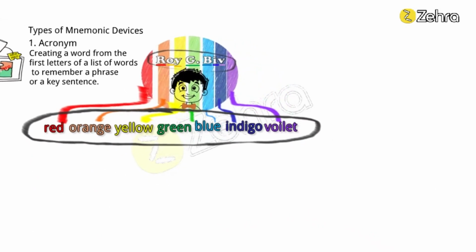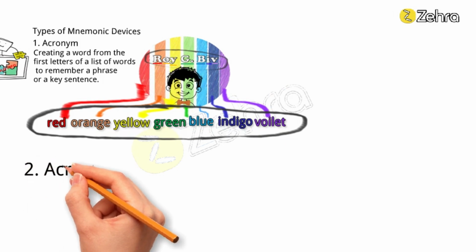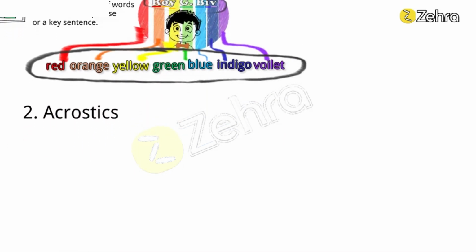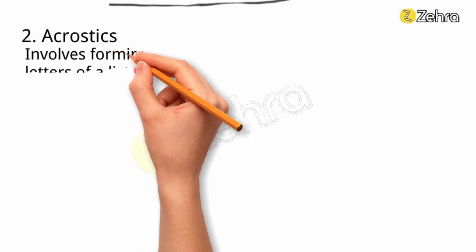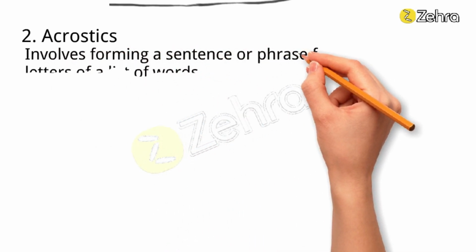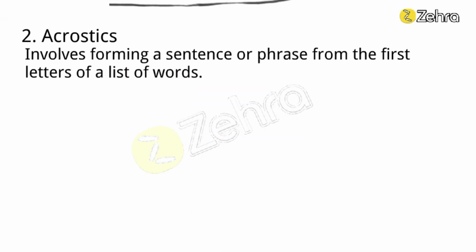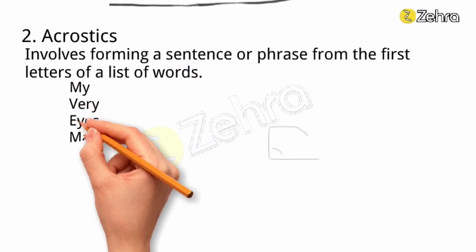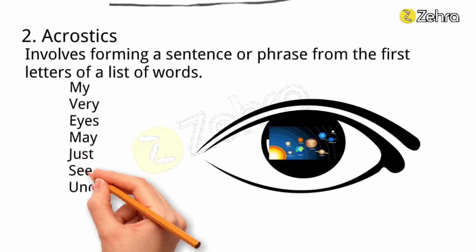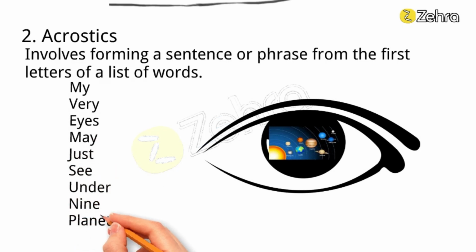Another type of mnemonic device is called acrostics. Acrostics involve forming a sentence or a phrase from the first letters of a list of words. For example, my very eyes may just see under 9 planets. This acrostic can be used to remember all the 9 planets. I think it's now known to be 8.